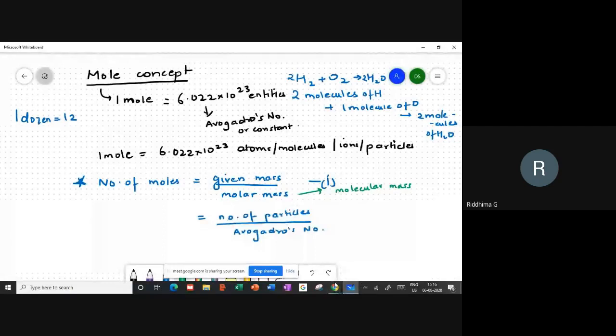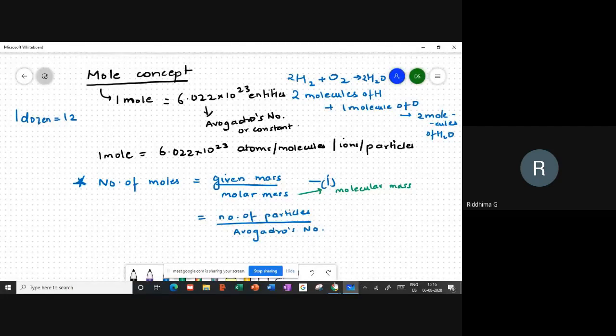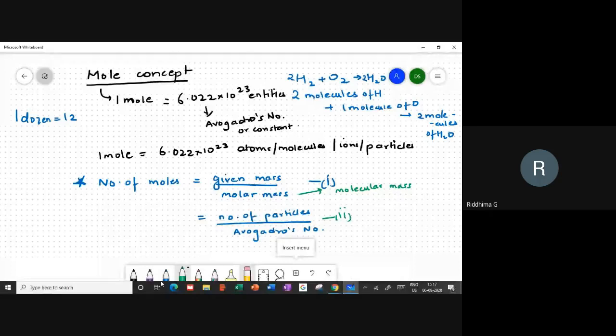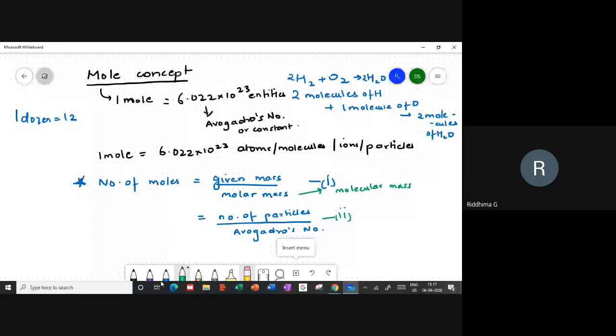Okay, so I was telling you that these two formulae are the key formulae you need to remember. One is given mass by molar mass and the other is number of particles by Avogadro's number. I was also telling you that molar mass is nothing but the molecular mass. So now you know the difference between atomic mass, molecular mass, and formula unit mass. Hope there is no confusion in that.